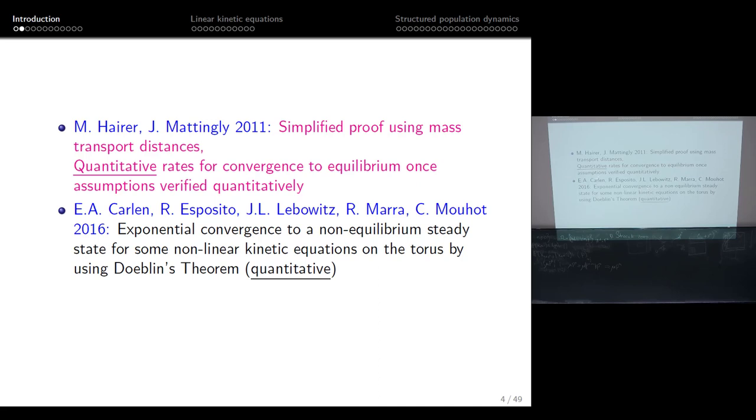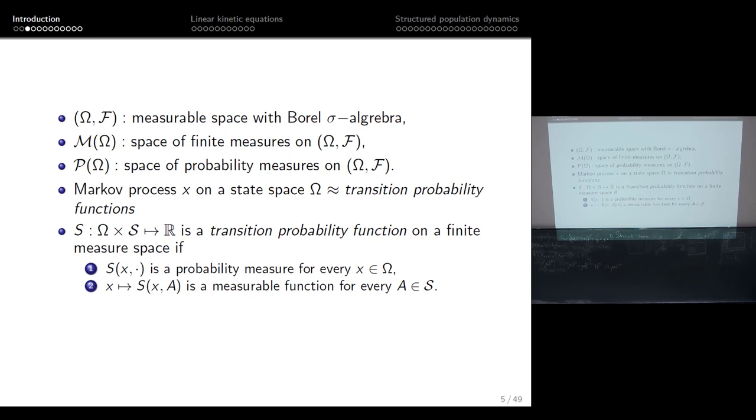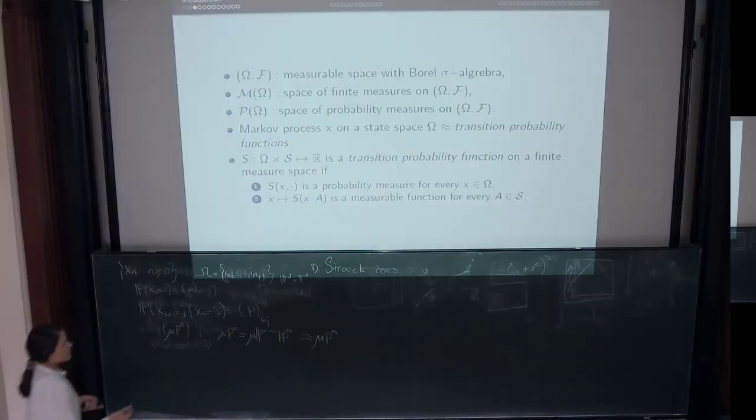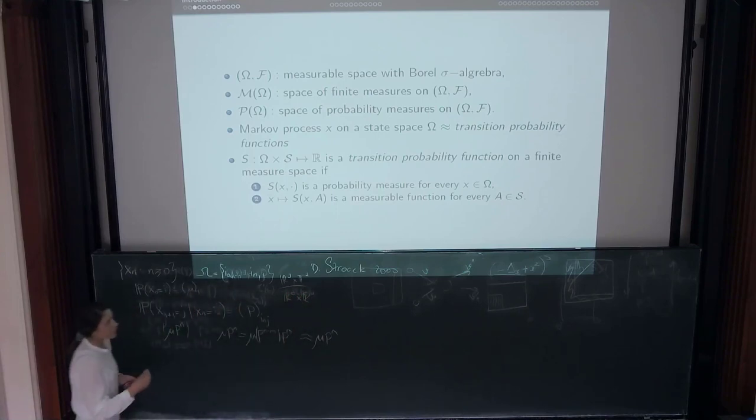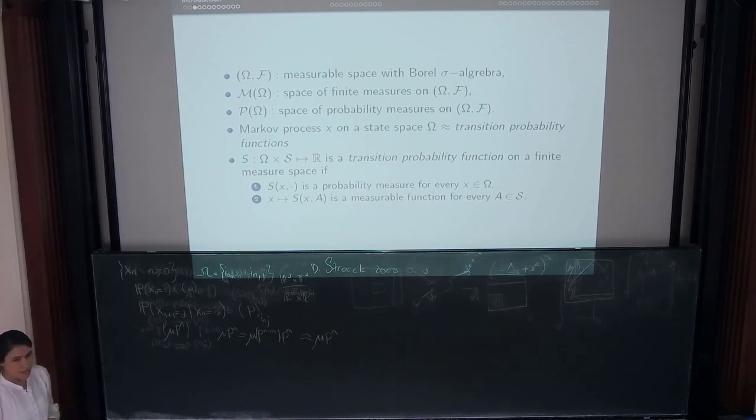So then in 2016, these people used Doeblin's theorem and got quantitative rates of convergence for some nonlinear kinetic equations on the torus. And yeah, so this is a short introduction. Then we have our setting. I will skip these things, maybe it's annoying for many of you, but we have our measurable space. This Omega will be the state space. First we are going to take it as something like this, or R^d, or later on we will take it to be a Polish space, so that it is a nice, complete and separable metric space.